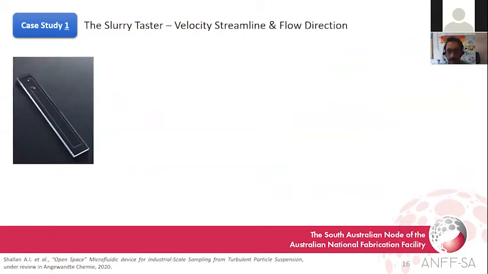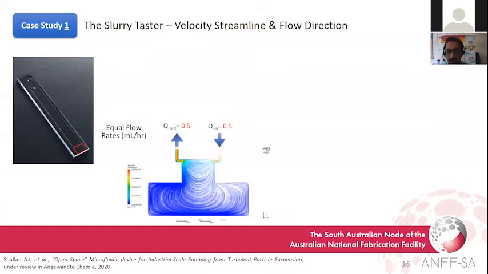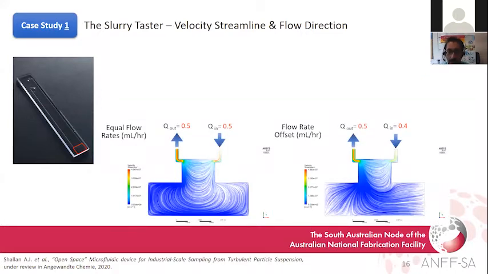This is the slurry taster chip that was fabricated and tested successfully using simulation-driven design. Once we've built the model of the device, we can use the other capacity of the simulation to analyze it and adjust one of the important operational conditions, which is flow rate. As you can see in these two velocity streamlines, we have done different simulations with equal flow rate and flow rate with offset to visualize the flow in the diffusion window and see its effect on the flow regime.